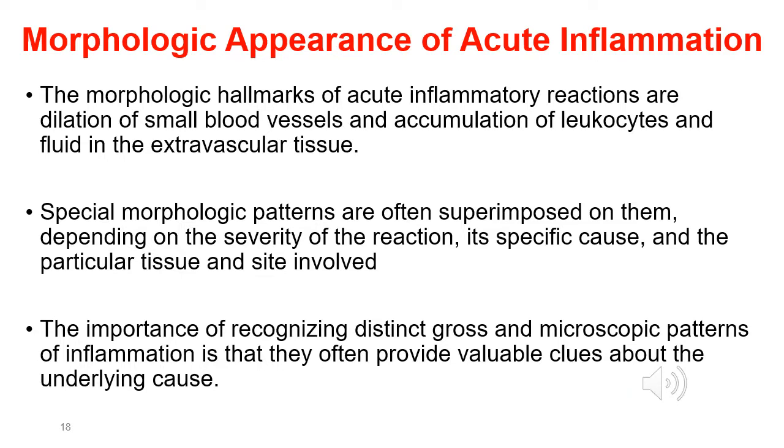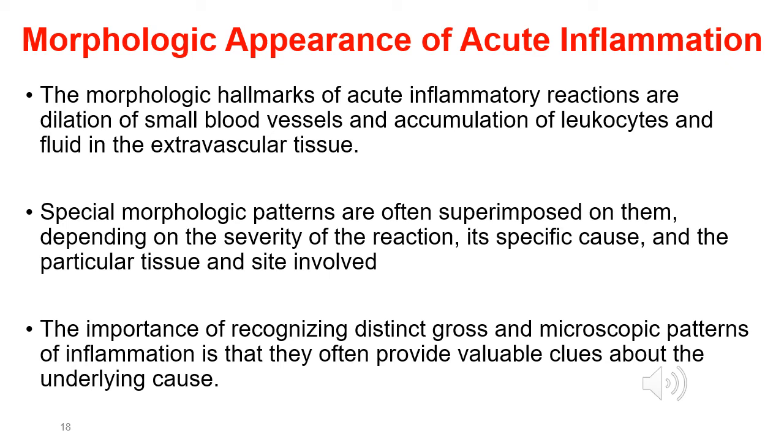The second and the last part of this lecture is the morphological appearance of acute inflammation. The morphologic hallmarks of acute inflammatory reactions are dilatation of small blood vessels because of the vasodilatation, and accumulation of leukocytes and fluid in the extravascular tissue, as we have already seen in all the previous lectures. So it's all about vasodilatation, increased vascular permeability, and extravasation of leukocytes and the fluids in the extravascular tissue.